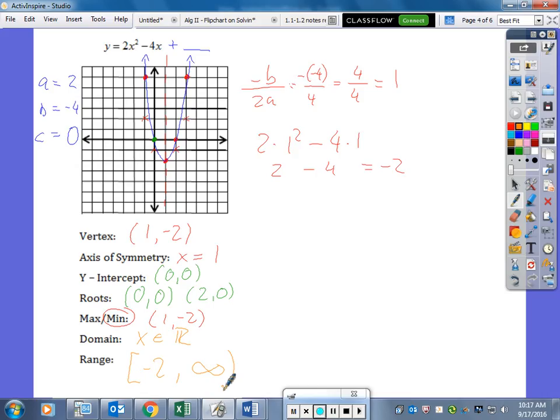All right, those were the examples of how to graph or how to find the characteristics from an equation in standard form. Now go ahead and watch the second part of this tutorial about the intercept form.